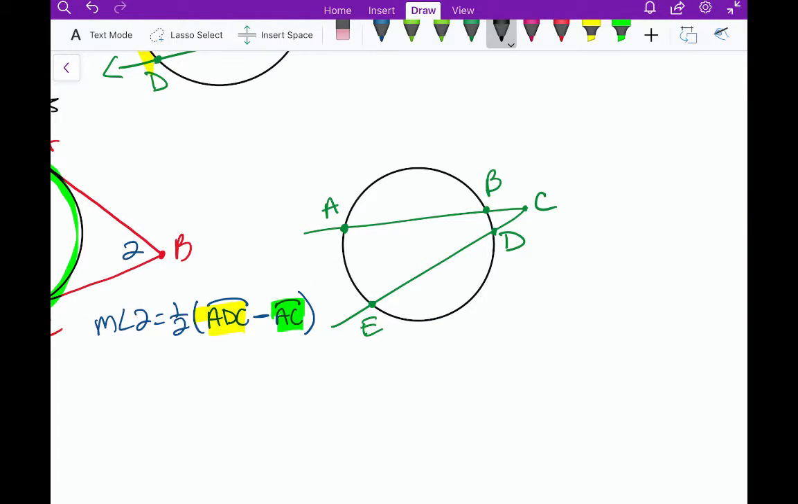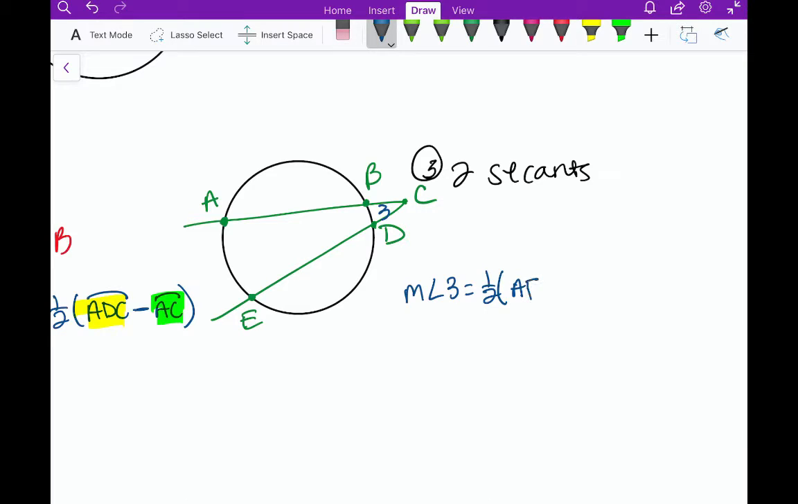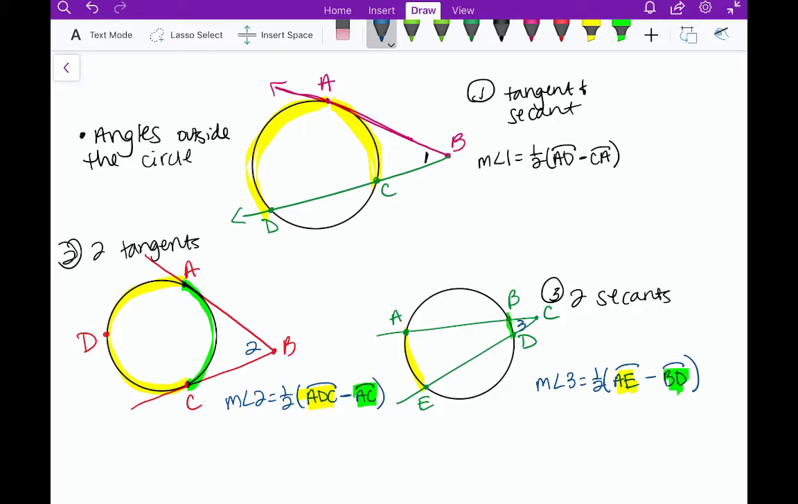Our last example is 2 secants intersecting outside the circle at point C. Again, it's going to follow the same rule. The measure of angle 3 is going to be equal to 1/2 the difference of arc AE minus arc BD. With all of these, it's important that you know the formula, you know the rule, but also that you're able to manipulate that and not think that it only works one way.